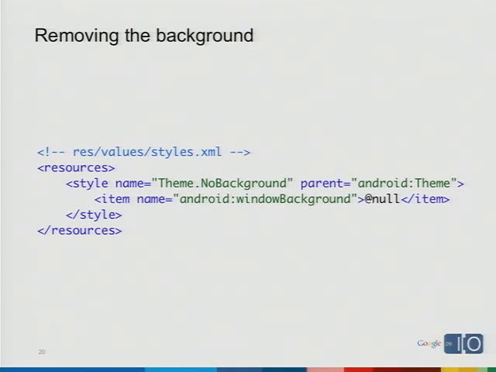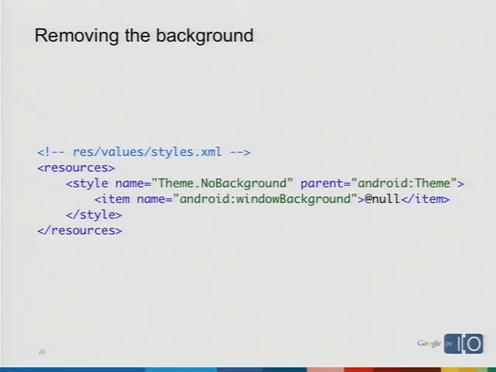And the best way to do this is to create a new theme for your activity. So you just have to create a styles.xml file in the values directory of your application. And this is the exact syntax to create a new theme. The theme can have any name you want. Here I chose the name theme.noBackground, and we inherit from the default theme in Android called android:Theme.